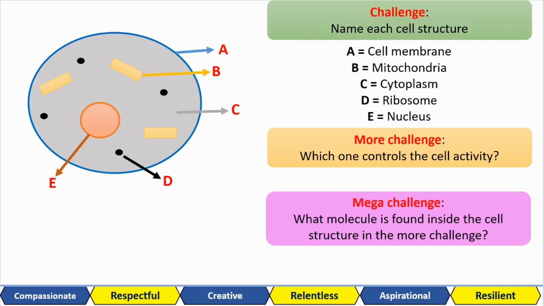A is the cell membrane, B are your mitochondria, C is the cytoplasm, D ribosome, E nucleus. The structure that controls the cell activity is E, the nucleus, and the structure found inside the nucleus is DNA, or you can say chromosomes.